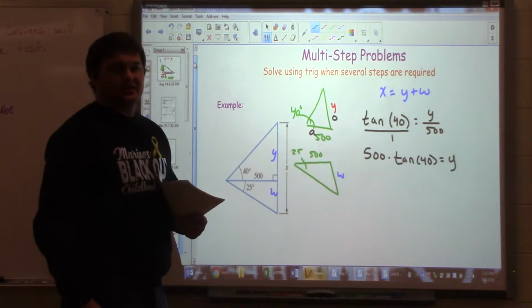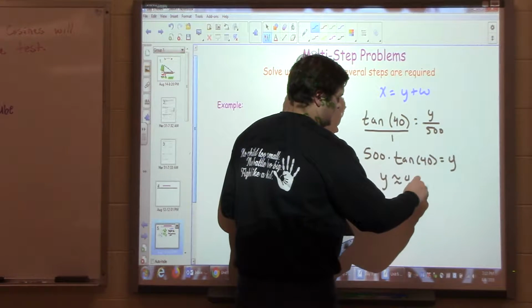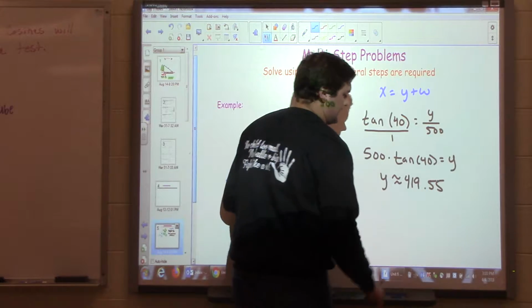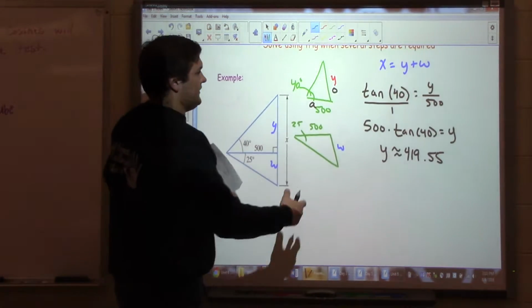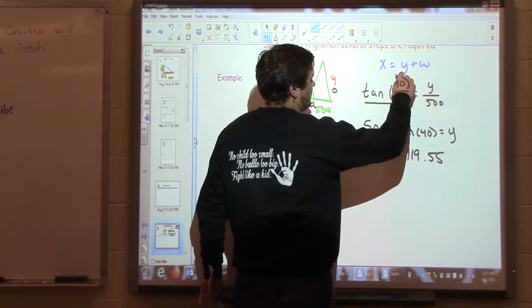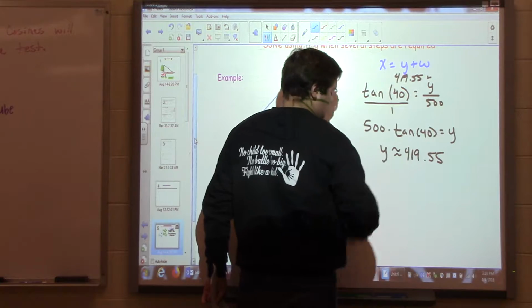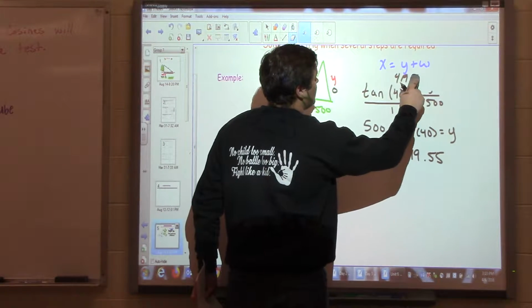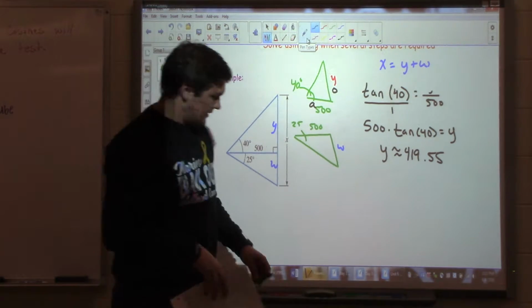Remember, looking at side lengths, round to the nearest hundredth, we should get y is approximately 419.55. So I have one value. I have my y value here. 419.55 plus, let's not put that up there yet. Plus, I need to find w now.